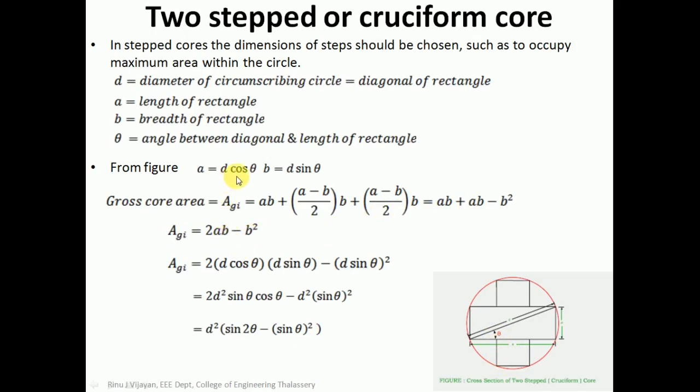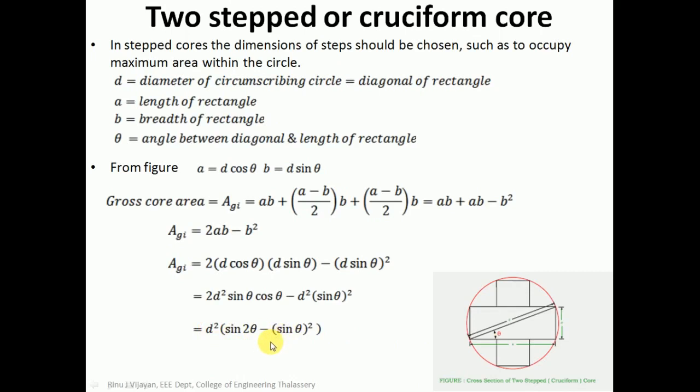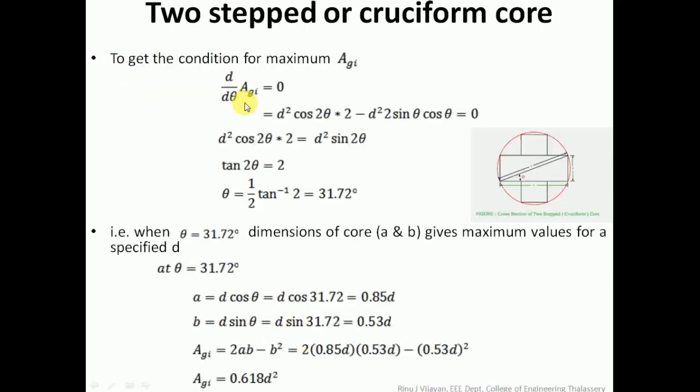Do the substitution of A and B from here. Then on simplifying the trigonometric relation, you will be getting the relation as d square times sine 2 theta minus sine square theta. To find out the condition for maximum core area, we will be using the condition for maxima and minima, which we have already studied in your mathematics classes. That is, we will be taking the first derivative of the area with respect to theta and equating it to 0. Therefore, we will be able to get the value of theta as 31.72 degrees.